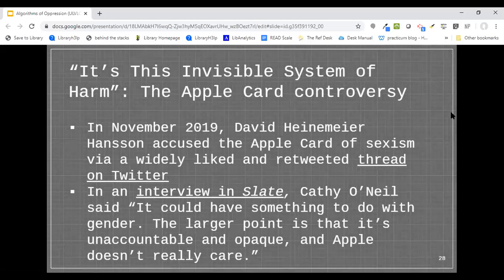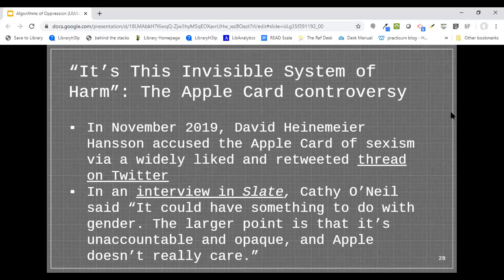So this is a recent case back in fall, getting into the winter. So the Apple Card controversy. So you may have heard of this. This kind of got a lot of press again. In November 2019, a software developer, David Heinemeier Hansen, he and his wife both applied for the Goldman Sachs Apple Card. And because they're married, they filed jointly.